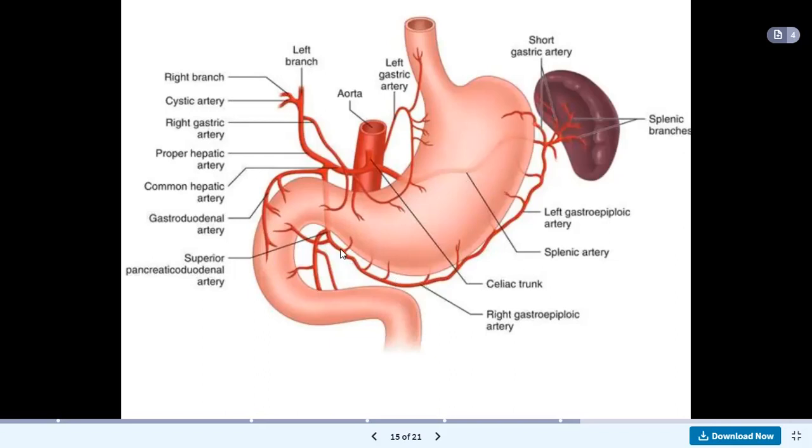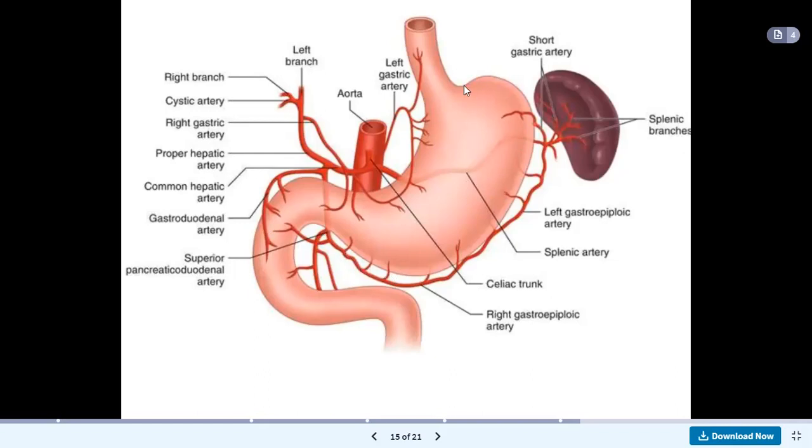So the right gastroepiploic artery supplies the lower part of the greater curvature, and then it anastomoses with the left gastroepiploic artery that supplies the upper part of the greater curvature. So both of them supply the greater curvature. So the blood supply to the greater curvature is by the left gastroepiploic artery coming from the splenic artery and the right gastroepiploic artery coming from the pancreaticoduodenal artery.